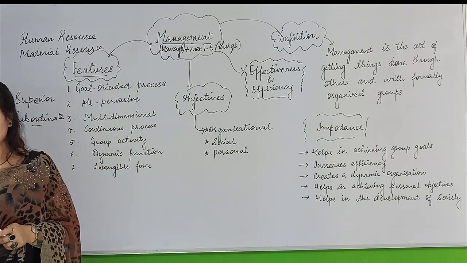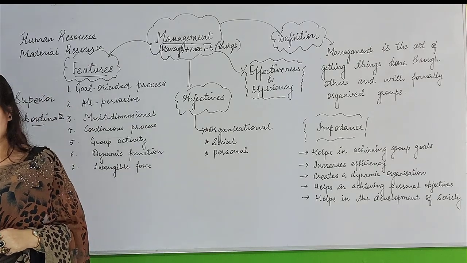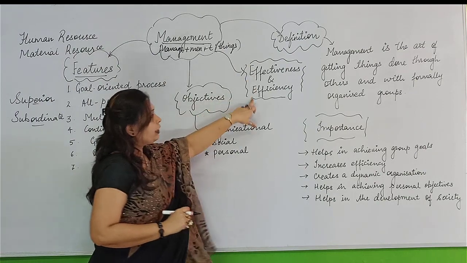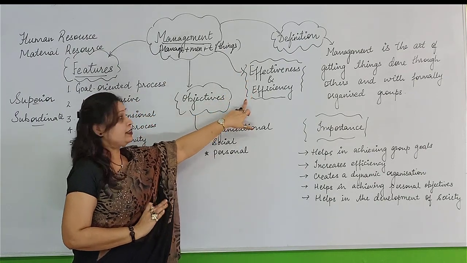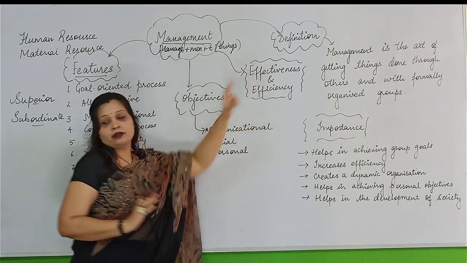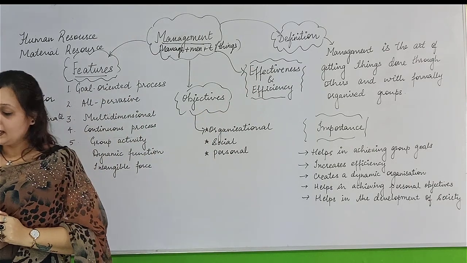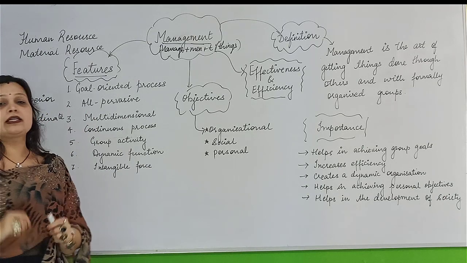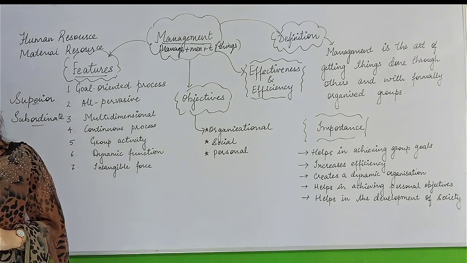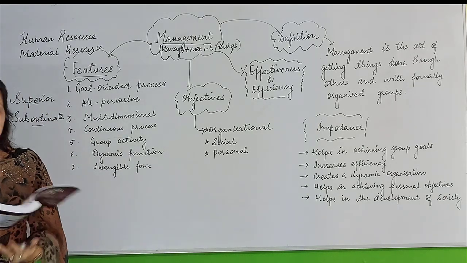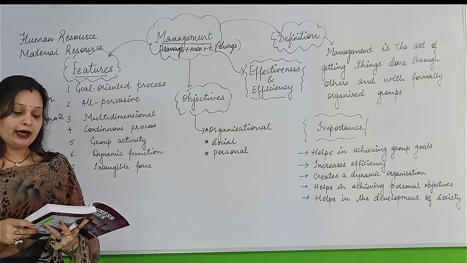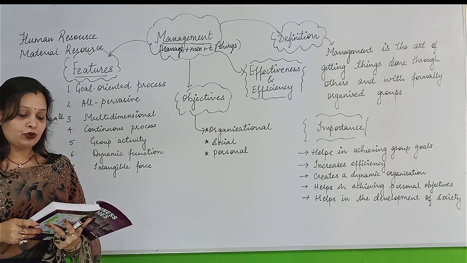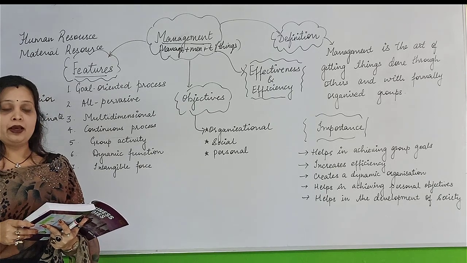Now here you will also see in your book two terms, effectiveness and efficiency. What is the meaning of effectiveness and efficiency? I'll read out the whole sentence in which you will understand their meaning. Effectiveness refers to completing the job on time, no matter whatever the cost, and on the other hand, efficiency refers to doing the job in a cost-effective manner.